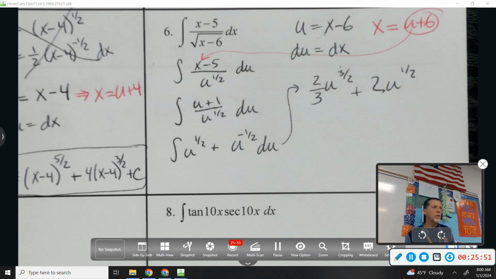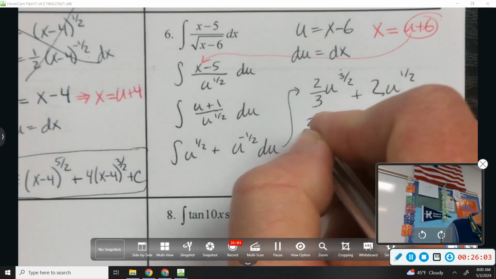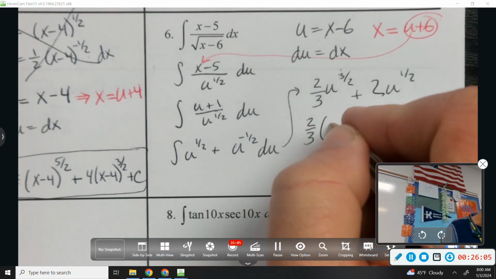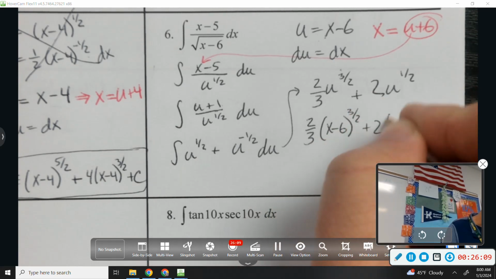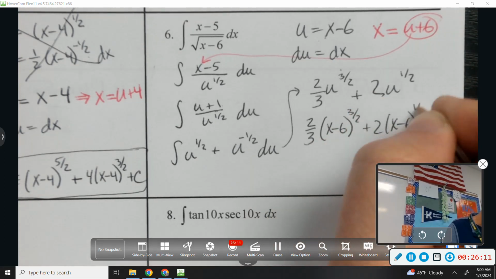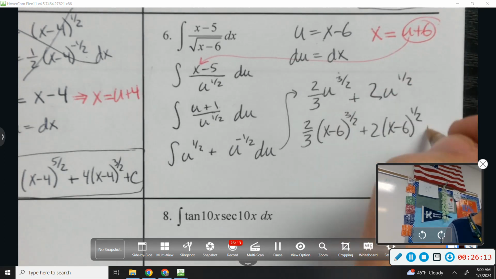About one person per class is going to leave that as an answer on a test because they feel confident they did all the things right and they did all the hard stuff. And they're right. They did everything right and they did the hard stuff. But it's not over yet. You've got to put x minus 6 back in for u. And we need a plus c at the end.